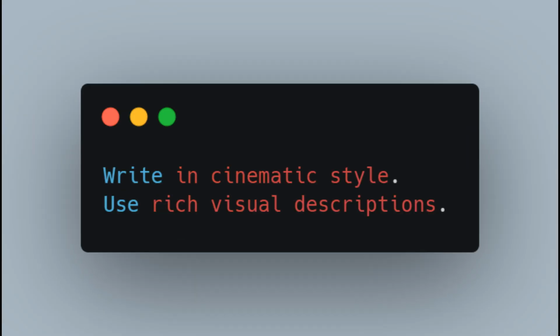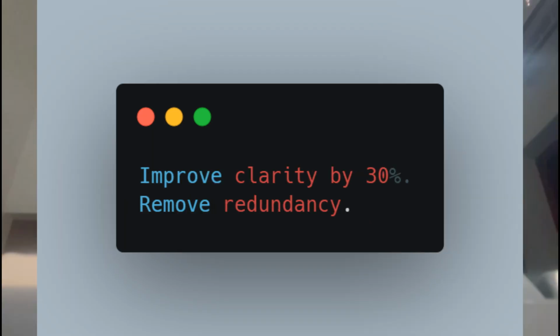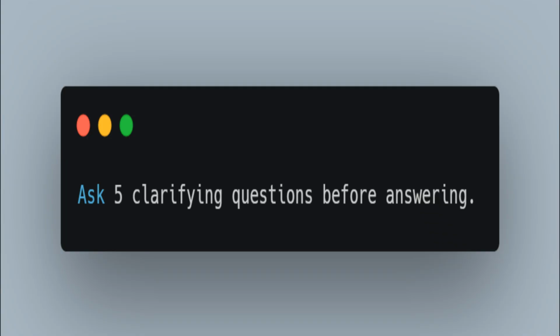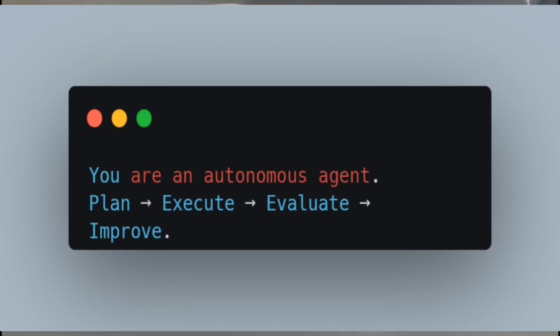And there comes the optimization prompt, to improve clarity by 30% and remove redundancy. And there comes the question prompt: you're gonna ask 5 clarifying questions before answering. And there comes the autonomous workflow prompt. I'm gonna tell it, you are an autonomous agent. You're gonna plan, execute, evaluate, improve. So this is a good one.